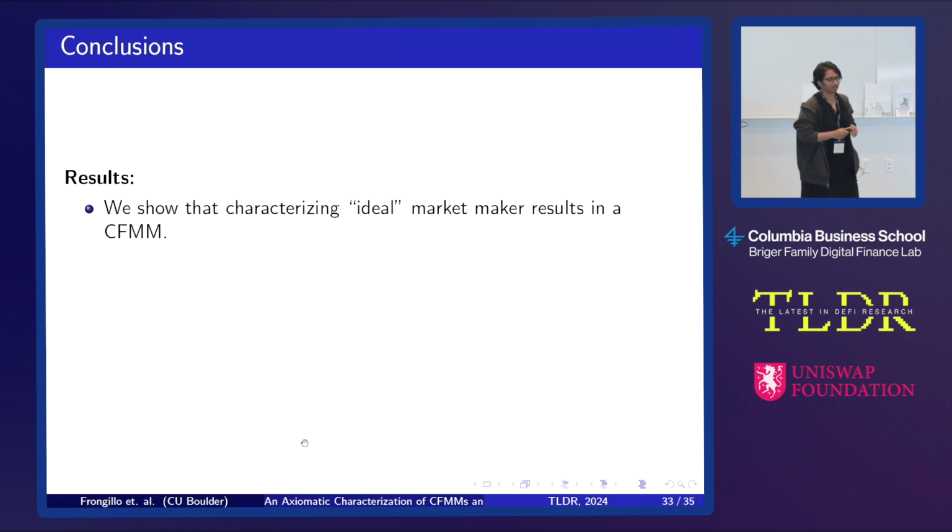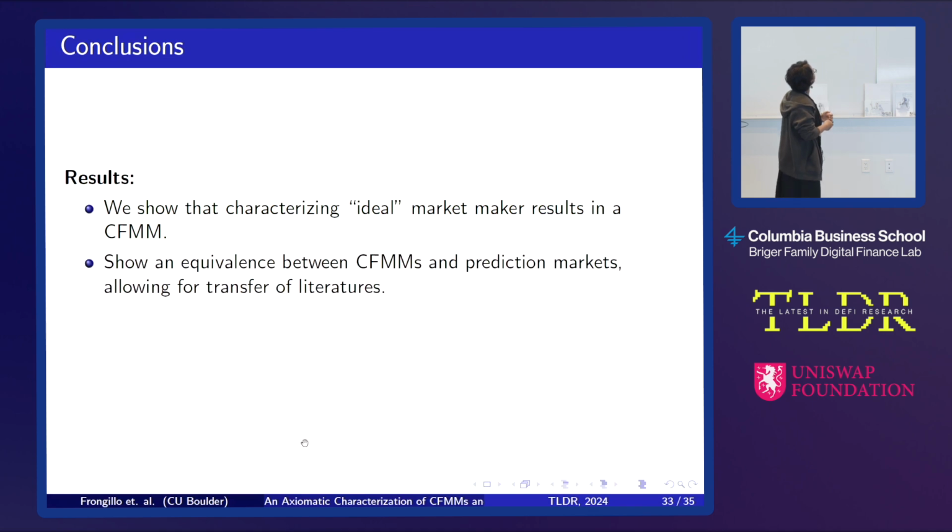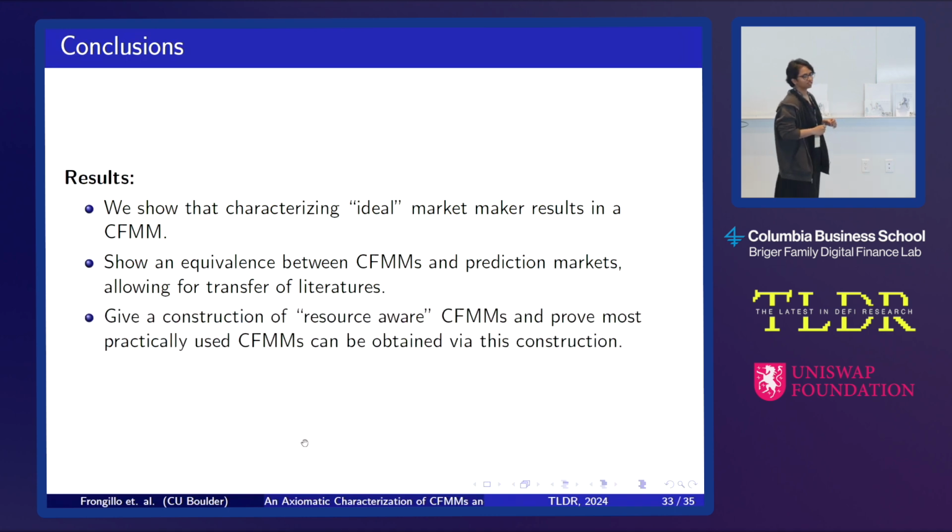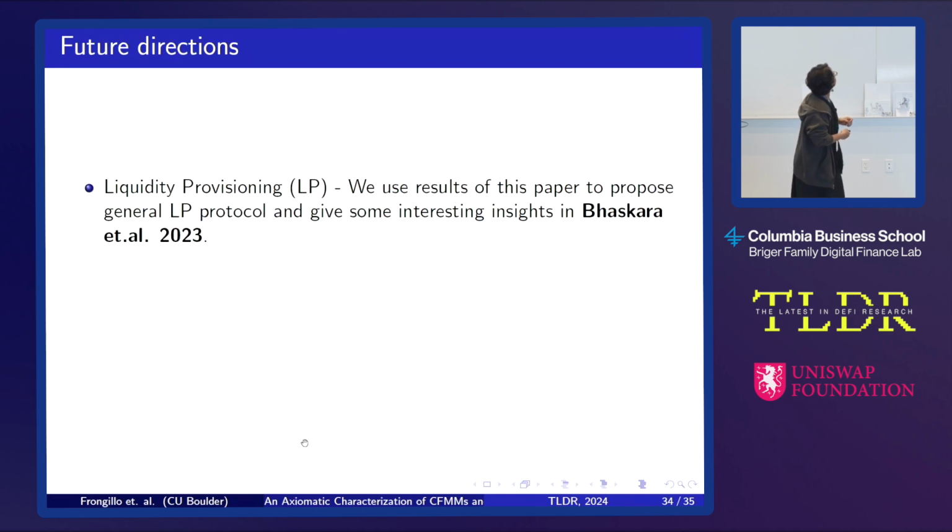To recap, we characterize an ideal market maker, and it results in a CFMM. We show an equivalence between CFMMs and prediction markets, allowing for transfer of literatures. And we give a construction of resource-aware CFMMs and prove that most practically used CFMMs are actually obtained via this construction. For future directions, we use the results of this paper to propose general liquidity provisioning protocols and give some interesting insights in our latest work.